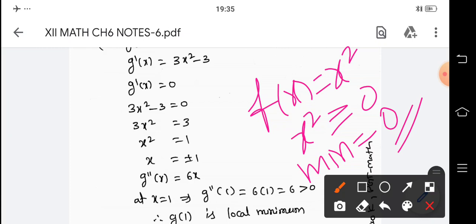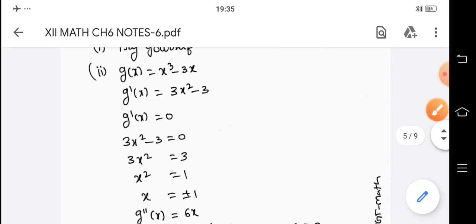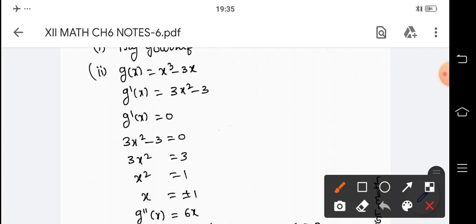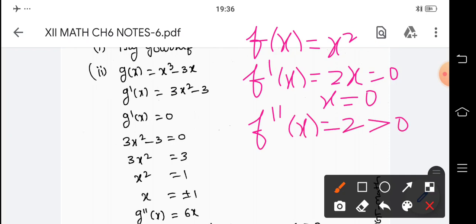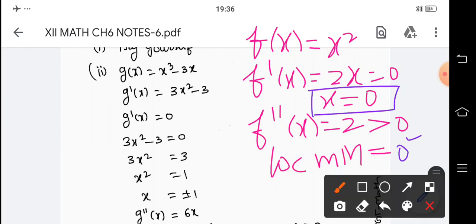To say whether it is maxima or minima, because the terms local maxima and local minima are used, do the first derivative and second derivative, no problem. They ask you to tell whether it is local maxima or local minima, so you should do the first derivative and second derivative. Take f of x is equal to x square, f dash of x is equal to 2x is equal to 0, x is equal to 0, f double dash of x is equal to 2, which is greater than 0, so it is a local minimum. Double derivative greater than 0 means local minimum, at x is equal to 0, so it is 0 square, answer is 0.